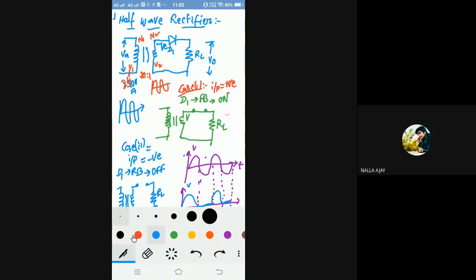Let us consider this is 0, this is pi, this is 2 pi. Our input signal is an AC signal, like a sine waveform. So the input waveform has the formula I equals Im sine omega t. Now I am writing the output current equation. I is equal to, see here, from 0 to pi. What is the output signal equation?